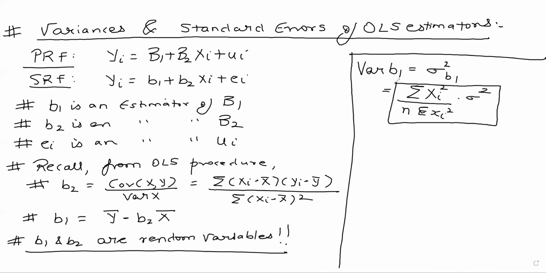If required, we will be doing the proof also later, but right now in this particular lecture, the proof is not necessary. Right now, students should know that this is the variance of B1. Small b1 is estimating capital B1. And since it's taking different values, its variance is nothing but summation capital Xi square upon n times summation small xi square into sigma square, where small xi is capital Xi minus x bar.